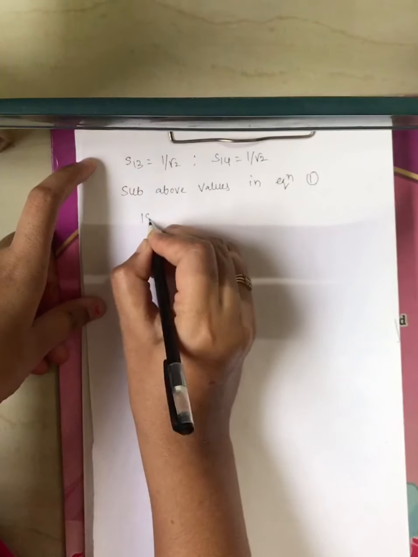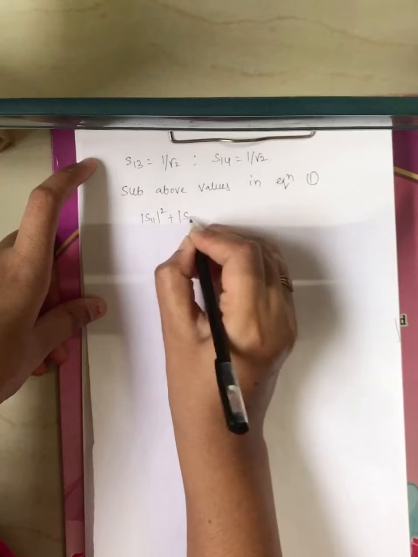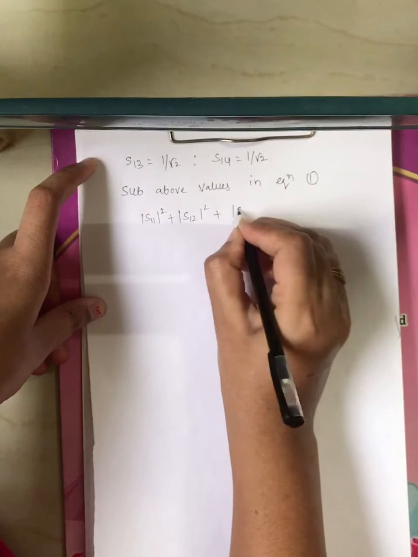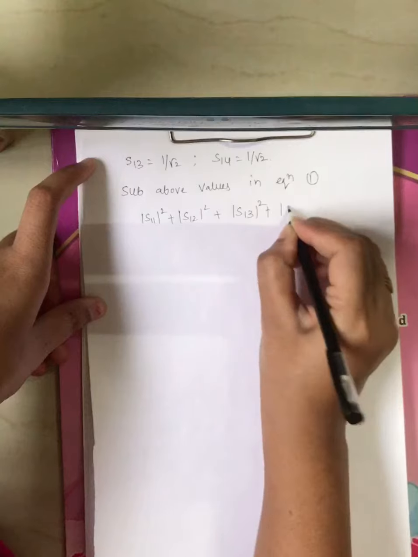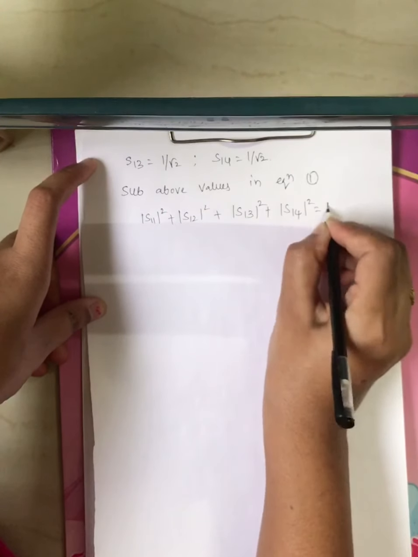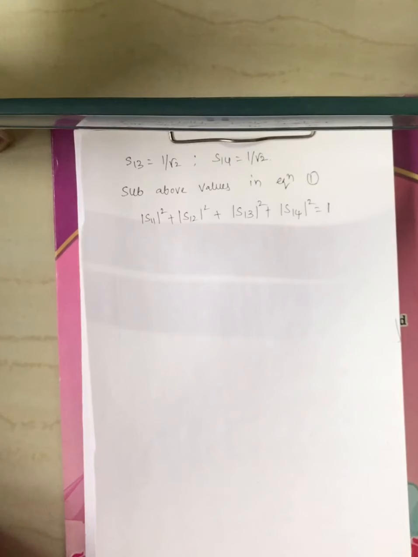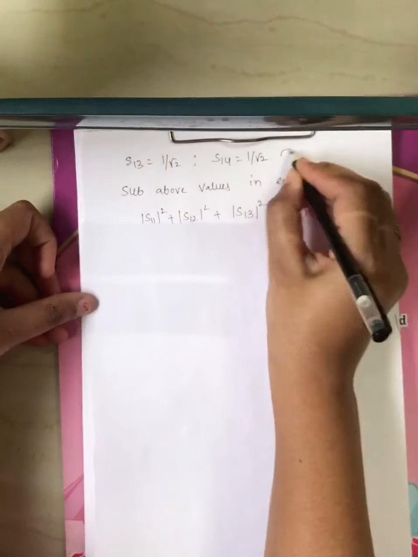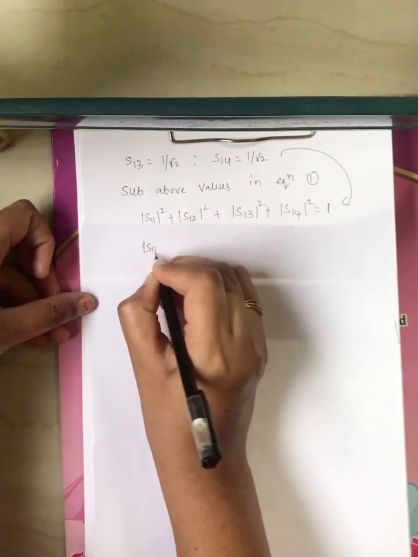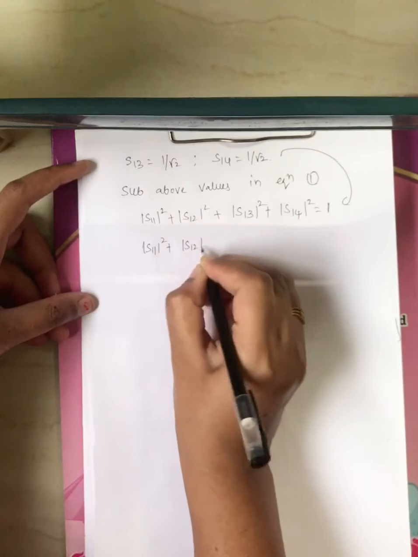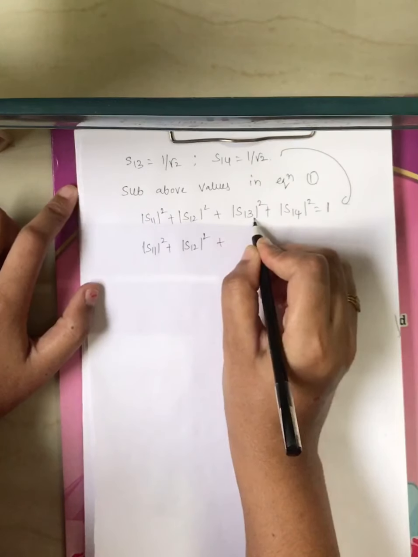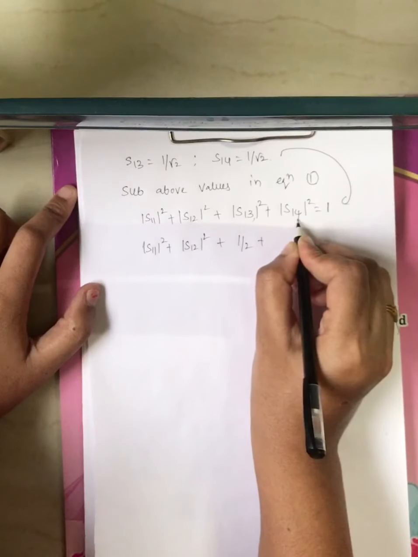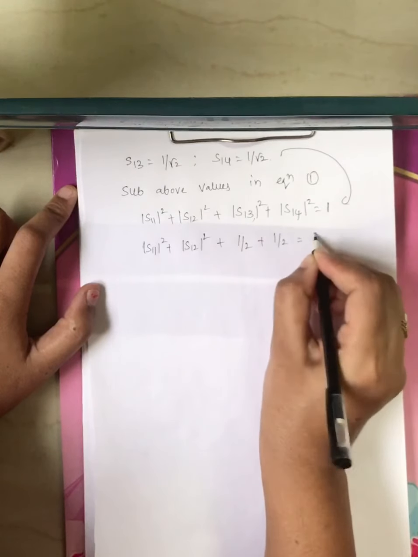Now what is equation 1? Mod S11 square plus mod S12 square plus mod S13 square plus mod S14 square equals 1, right? Now substitute those values in this equation, that is mod S11 square plus mod S12 square. Now 1 by root 2 whole square you will get half, plus S14 is 1 by root 2, 1 by root 2 whole square is half, you will get 1.